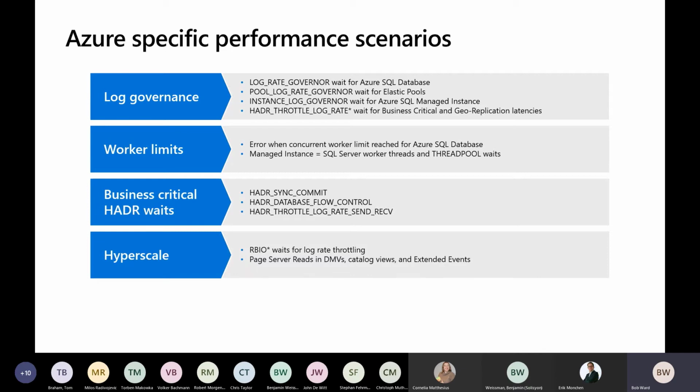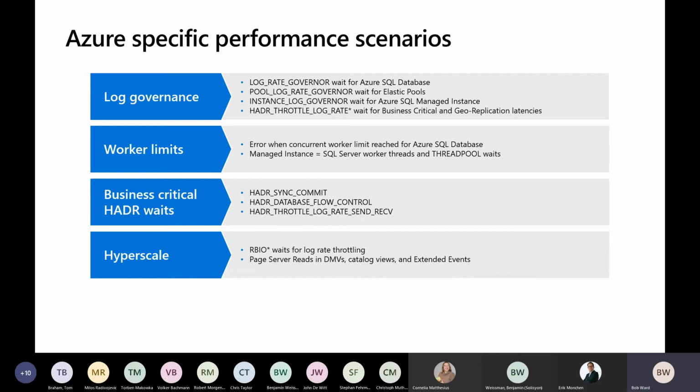still could get log rate governor waits, but because of our caching architecture that we deploy, it could be that one of something called a page server that we use is behind in getting log changes. And if that occurs, you might see something called an RBIO wait. There's several of those documented. And if that shows up, is something going on with the caching architecture? It could be a log generation problem, or it could be a problem with the service that you need to work with us on.